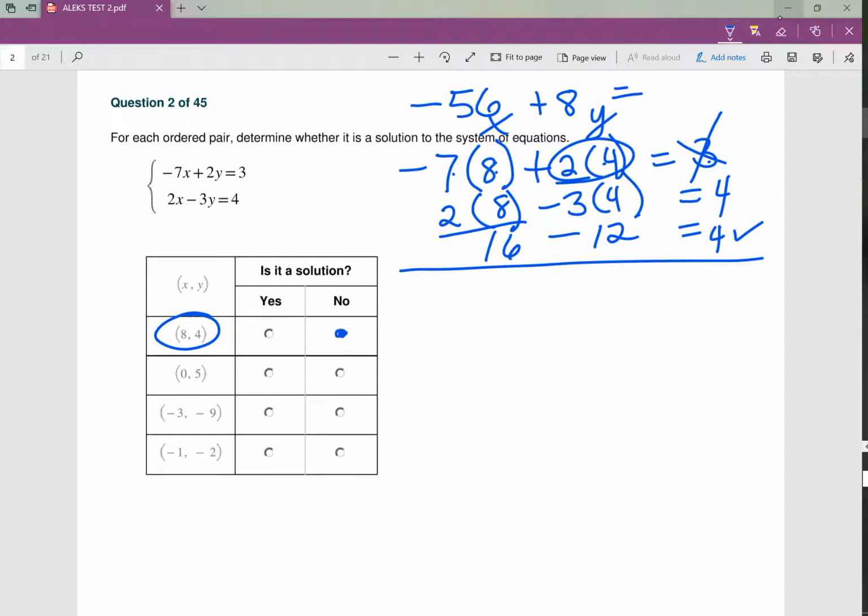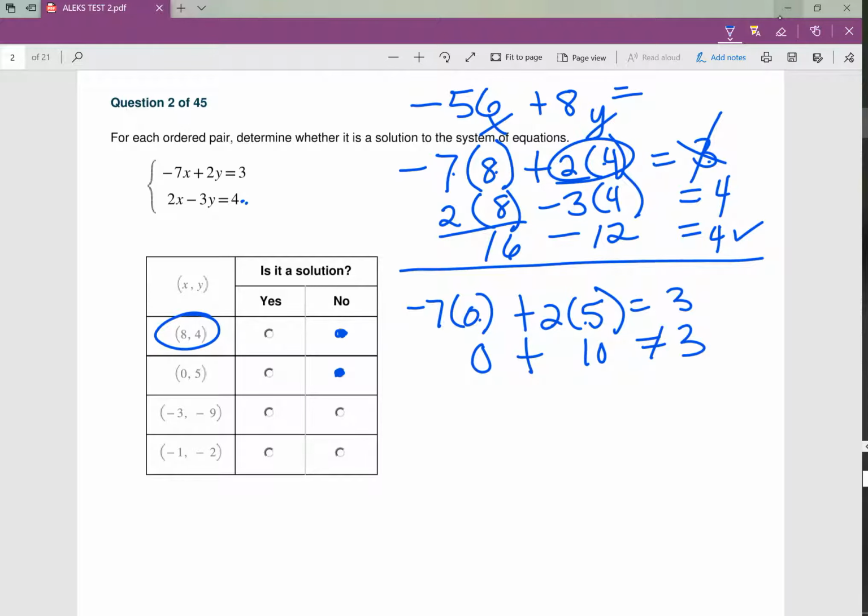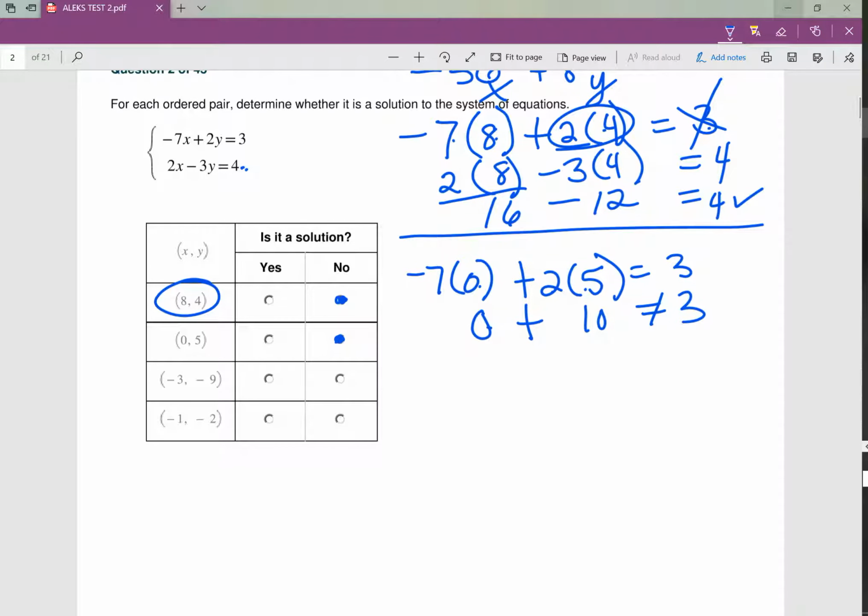The next one is the coordinate point (0, 5), so I'll start with negative 7 times 0 plus 2 times 5 equals 3. Well, we can already see that this is a no as well, right? And all you need is one of them to fail. Negative 7 times 0 is 0, plus 2 times 5 is 10, and that is not equal to 3. So this is also a no. You don't need to do the next one because we already have a fail for that.